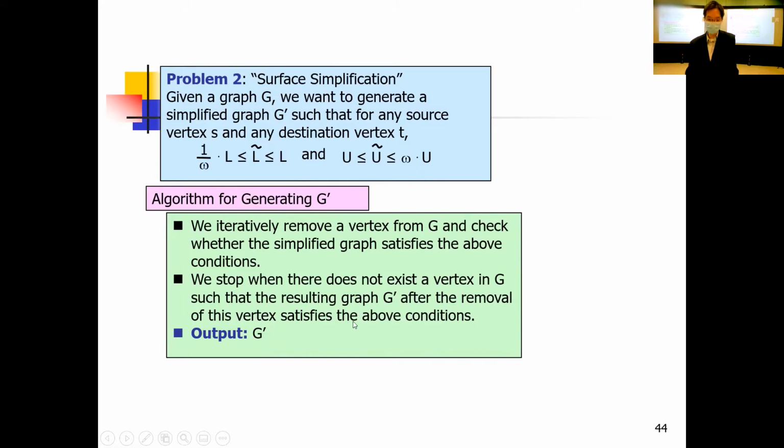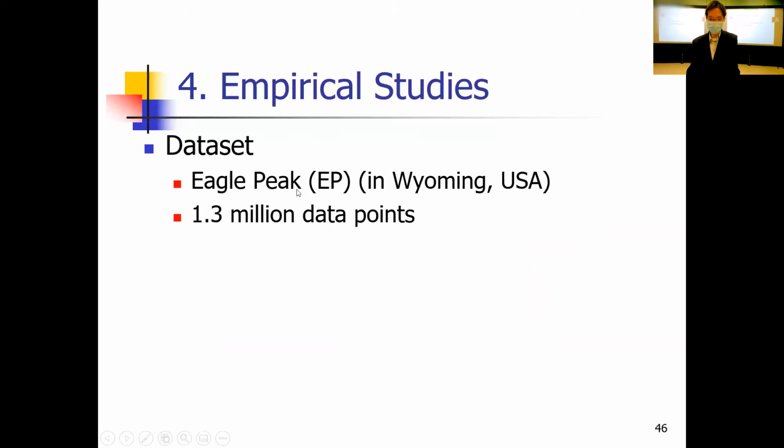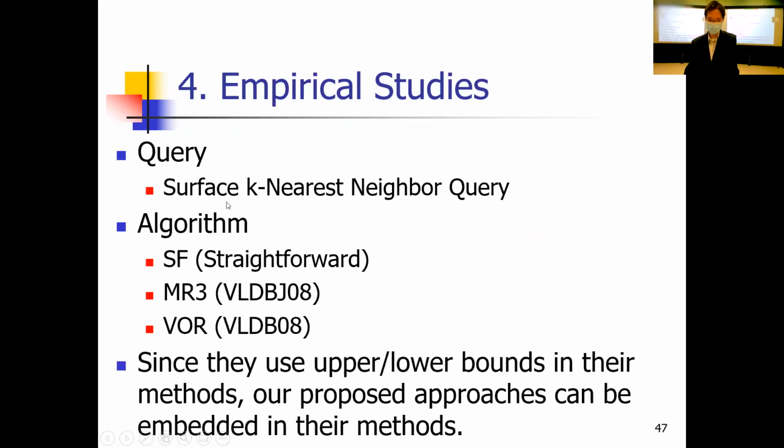There is some detailed implementation which makes our process faster, but you just need to understand the idea. And then we output the smaller graph. Now we go to the experimental result. Here we use a benchmark data set called Eagle Peak in United States. We have 1.3 million data points, and we use a spatial query called surface k nearest neighbor query.